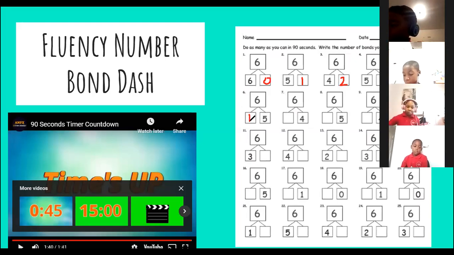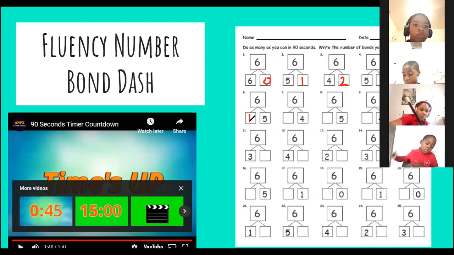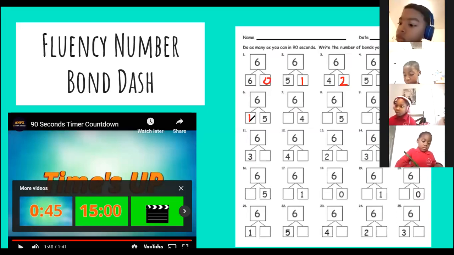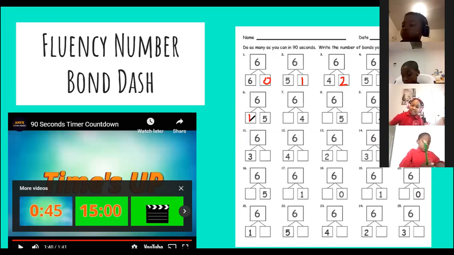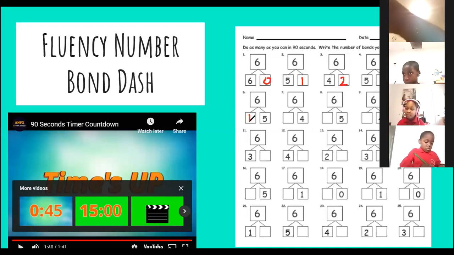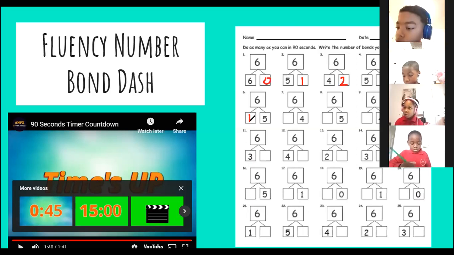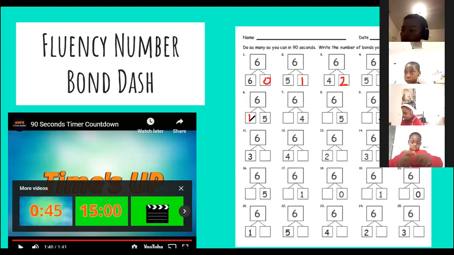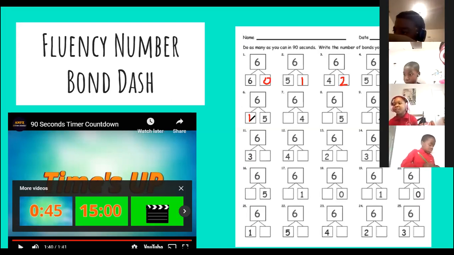Number 7, 6 is my whole and 4 is my part. So what is my other part, Mackenzie? Mackenzie, take it off mute. Perfect, so Mackenzie, 6 is my whole number and 4 is my part. What is my other part? 4. No, 6 is my whole, 4 is my part. What's my other part? I got 6. 4 is my part, so what is my other part? 2. 2, good job. Put yourself back on mute. Good job, Mackenzie.